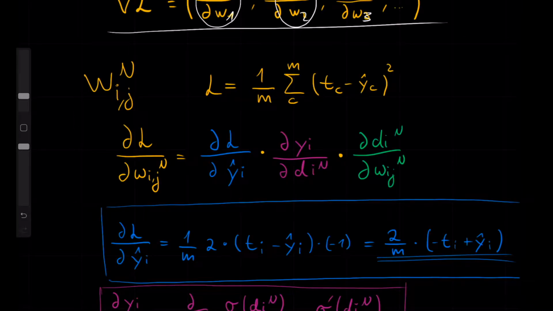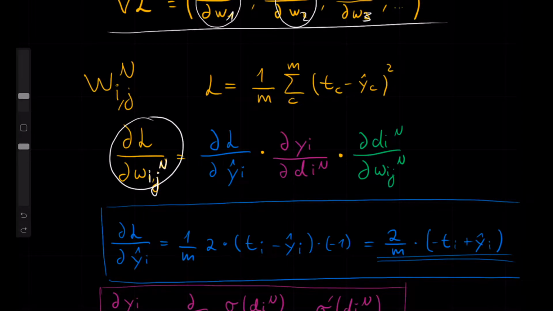Okay, now let's jump into our first partial derivative. And we will keep things general, so we are not considering, for example, a weight in the last layer connecting the first and second neuron or so, but we'll stay general with the i and j here.